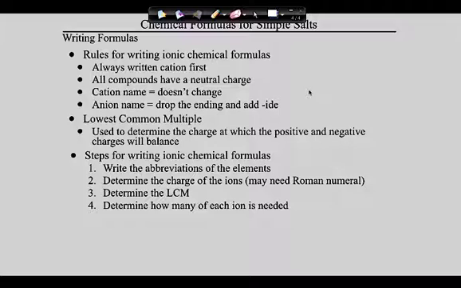Then guys, step 4, you are going to determine how many of each ion you need. And then, guys, finally, step 5, you're going to write the formula given the subscripts that you figured out in step 4.